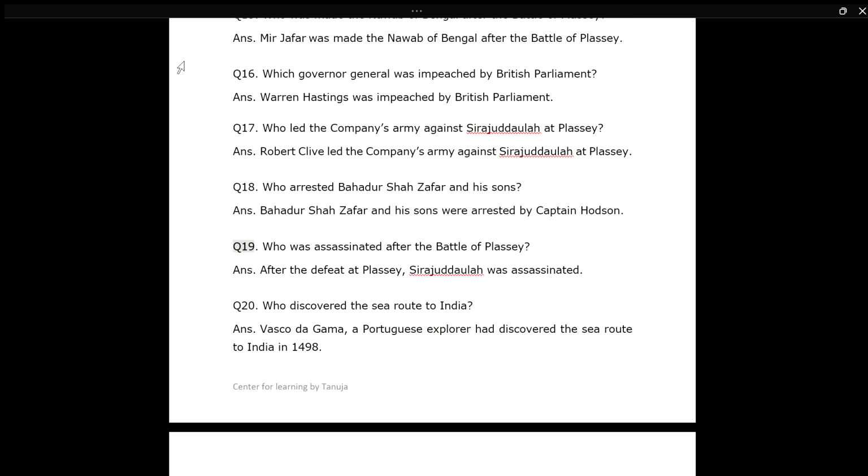Q19. Who was assassinated after the Battle of Plassey? Ans. After the defeat at Plassey, Siraj-ud-Daulah was assassinated. Q20. Who discovered the sea route to India? Ans. Vasco da Gama, a Portuguese explorer, had discovered the sea route to India in 1498.